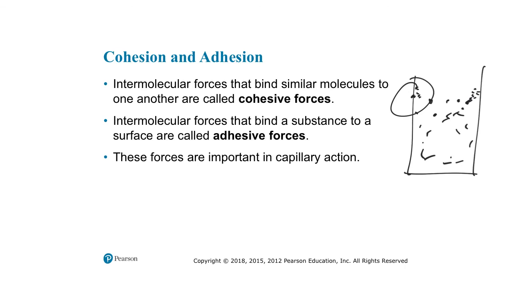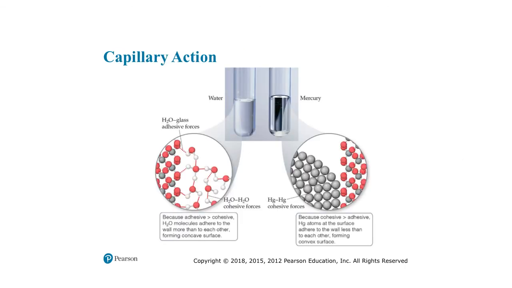So if the molecules have a stronger attraction with your plant materials in the stem of a plant, then the water molecules can travel up the stem because they're more attracted to the stem than they are to each other. They have a stronger adhesive force with the stem than their cohesive forces with each other. So capillary action can be seen in things like water.